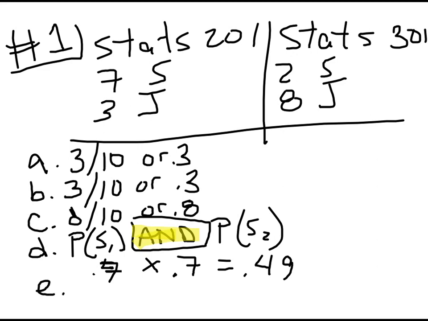E. What's the probability of drawing a junior on both draws? Because we're drawing juniors, the first draw is from Stats 201, which has 3 out of 10, or 0.3. But because it was a junior, the second draw will be from Stats 301, in which there are 8 juniors out of 10. So that gives us a probability of 0.24.